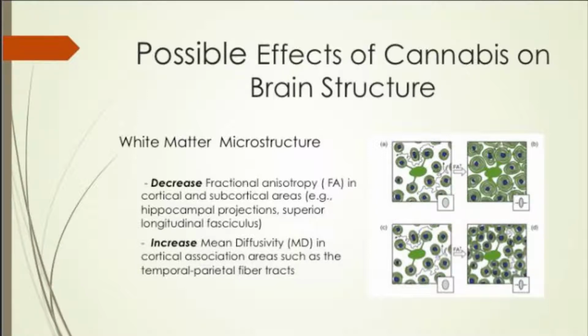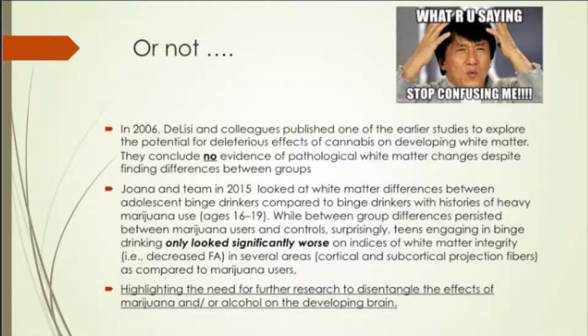MD is the diffusion of water into the cell. You see increased MD in edema and inflammation, and decreased MD in neoplasm or cancer. So typically you want to be in the middle range. Some studies showed the opposite: decreased FA and increased MD. And I'm here to confuse you, right? Of course, there are some studies that show that doesn't exist either.